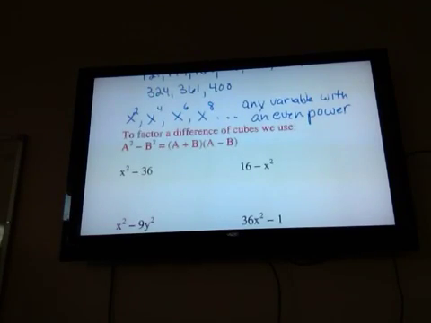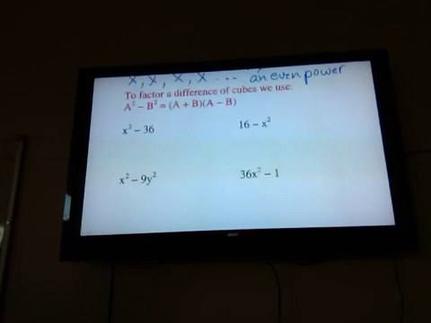Okay? So we'll start off simple and then we'll build. X squared minus 36 is a difference of squares. And when I break this up, x squared breaks to x times x, 36 to 6 times 6. One gets a plus, one gets a minus. And I'm done.